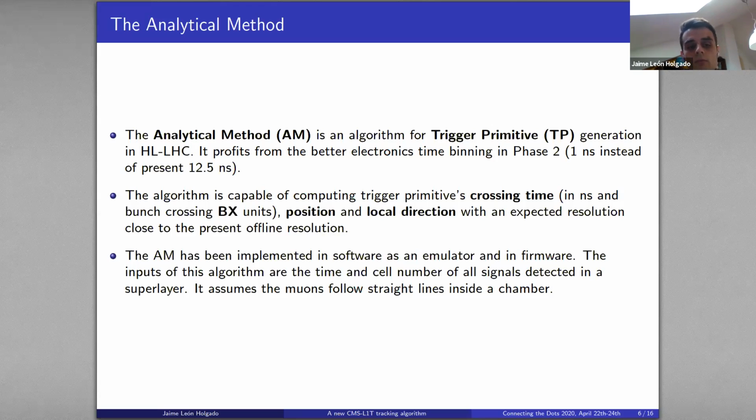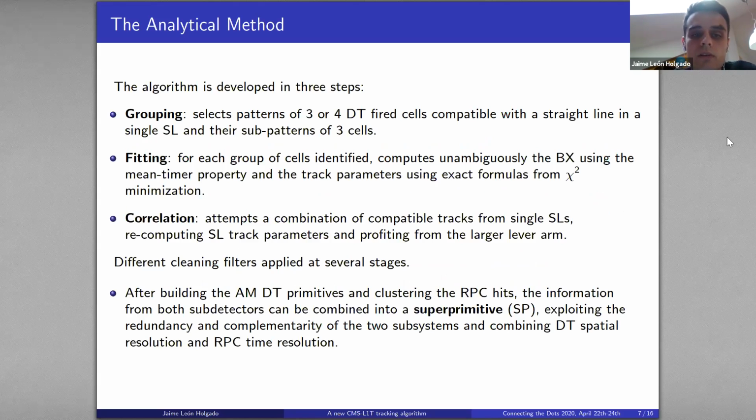The algorithm is implemented both in software as an emulator and also in firmware. The inputs of this algorithm are the time and the cell number of all the signals detected in a single superlayer, with the 2 superlayers treated separately. It also assumes that the muons follow straight paths inside the chambers. The algorithm is developed in 3 steps.